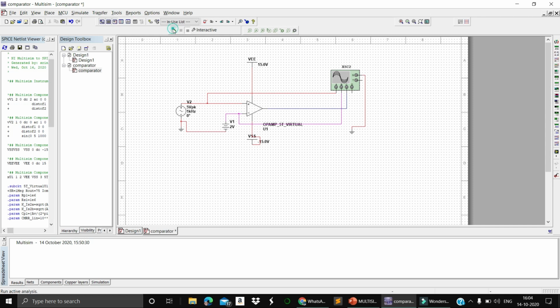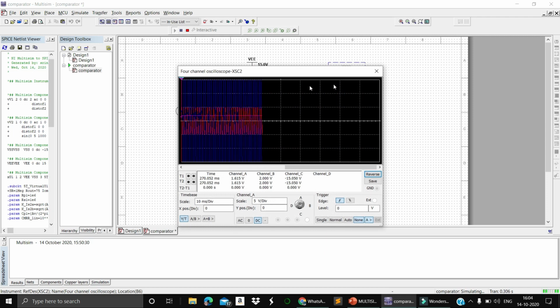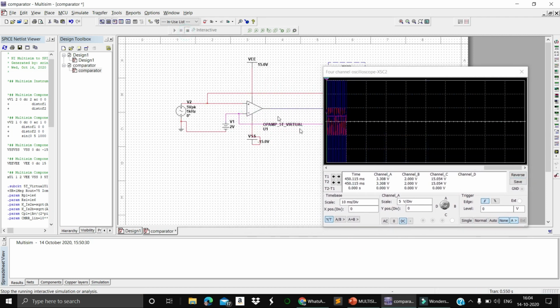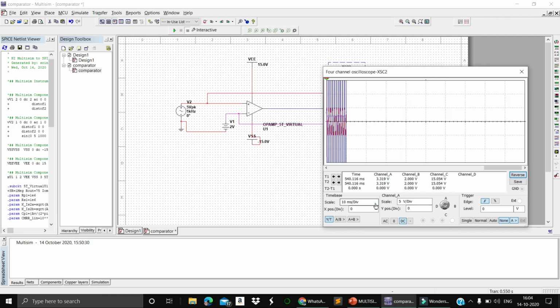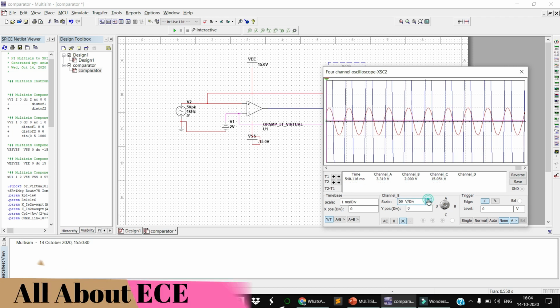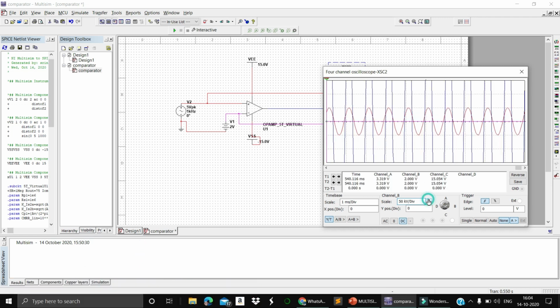When I run the simulation, you will get this set of waveforms. Now let me arrange them in a similar manner so that you can understand the things better. Let's wait for that. I will arrange things a little more comfortably for us, then you will understand better.